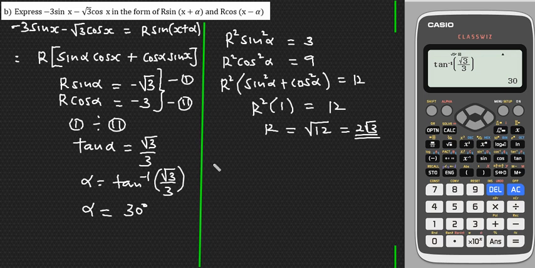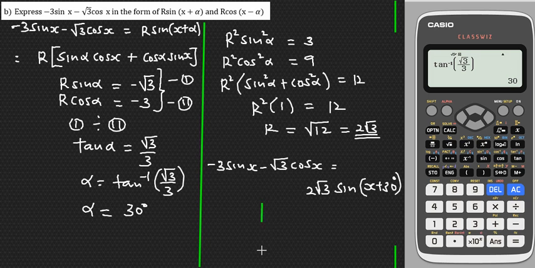Implying that our negative 3 sin x minus root 3 cos x is equal to, we shall write 2 root 3 as our R, then sin x plus 30 for the acute angle of alpha. We know in the first quadrant, you need to note this.